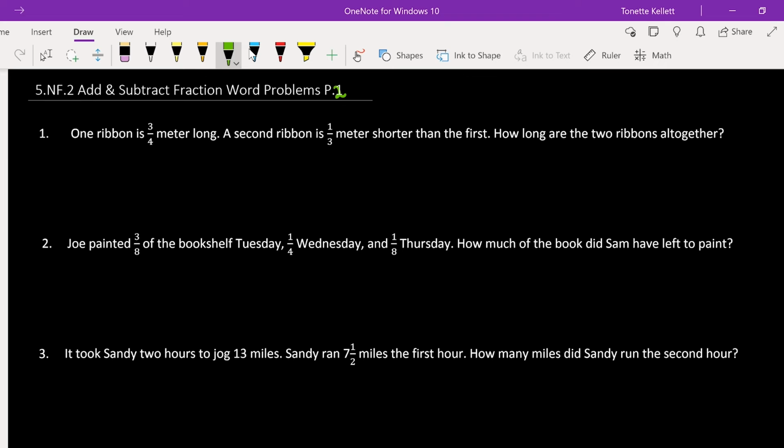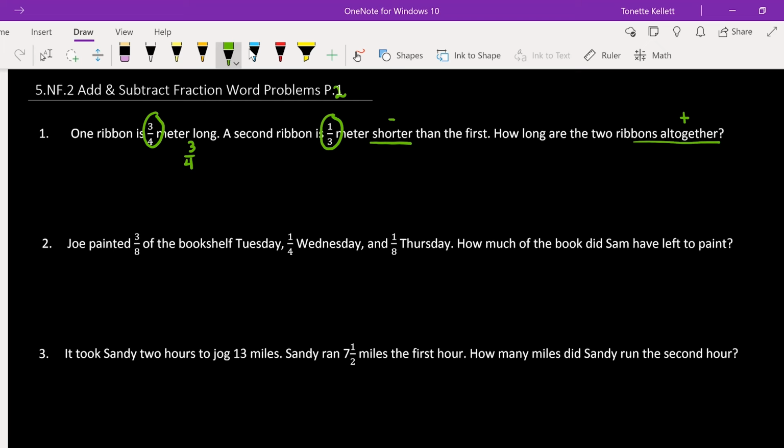Let's do number 1. The first thing we need to do is read the problem. One ribbon is 3/4 meter long. A second ribbon is 1/3 meter shorter. That means we're going to subtract that from the first one. And the question is, how long are the two ribbons all together? That's a second problem. So in order to figure this out, the first thing we need to do is subtract these two. I'm going to do that first.